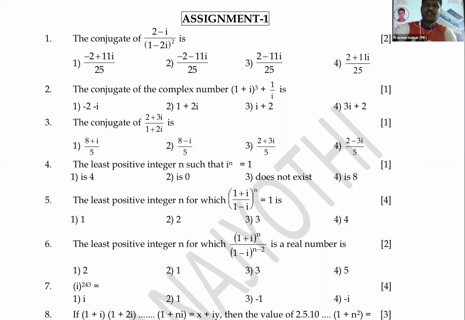I'll move to the next question. They're given like this: the conjugate of the complex number (1 plus i) whole cube plus 1 by i. I repeat once again, the second one: the conjugate of the complex number (1 plus i) whole cube plus 1 by i. This is the given question.